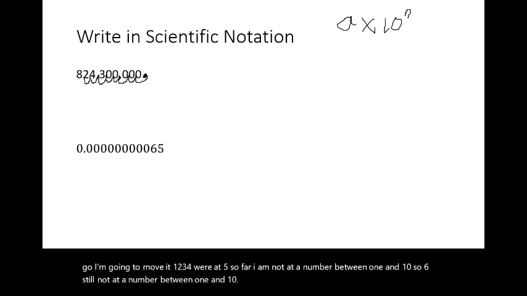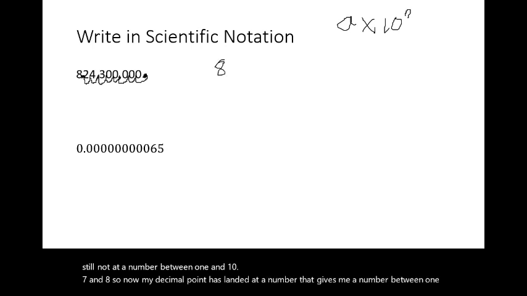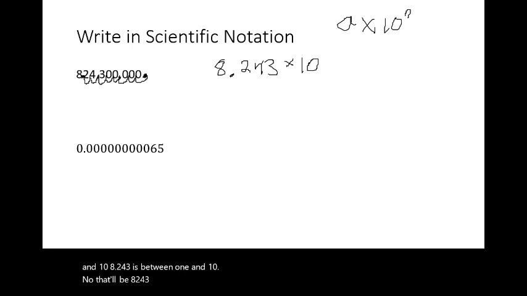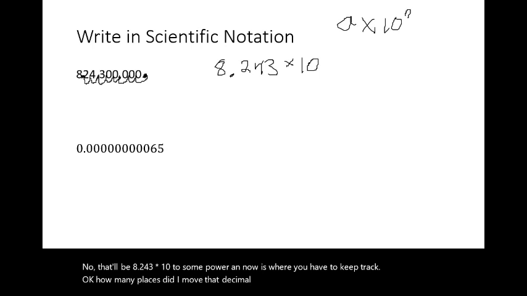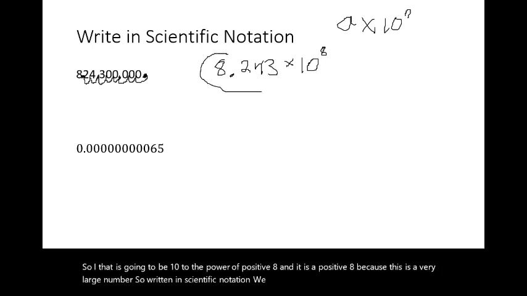7, and 8. So now my decimal point has landed at a number between 1 and 10. 8.243 is between 1 and 10. Now that'll be 8.243 times 10 to some power, and now is where you have to keep track of, okay, how many places did I move that decimal point? I moved that decimal point 8 places. So that is going to be 10 to the power of positive 8, and it is a positive 8 because this is a very large number. So written in scientific notation, we have 8.243 times 10 to the power of positive 8.